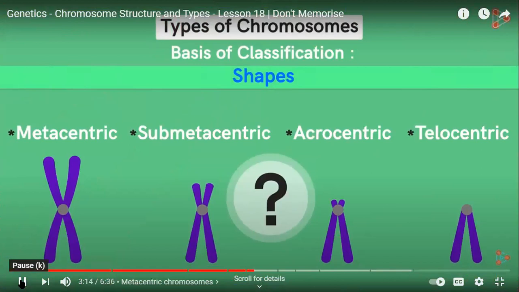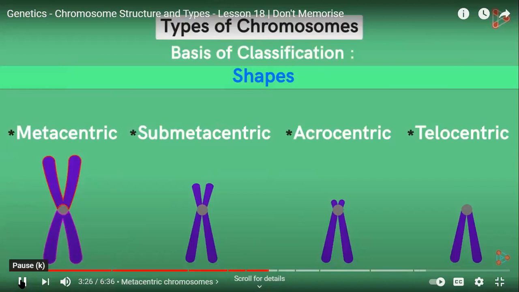Are these simple to understand? This one is called metacentric type. As we can see, the centromere is placed almost exactly at the center. The two arms seem almost of the same length. We can say that the centromere is placed somewhat in the middle of the complete structure.